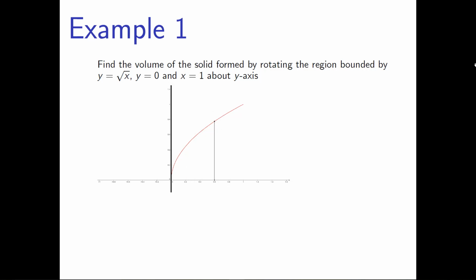The diagram helps us see that the height is going to be root x. The R of x, the radius, is simply going to be x because we're rotating about the y-axis, and we're going to integrate from 0 to 1. And so sure enough, our volume is simply given by 2 pi, it's always there, integral from 0 to 1, and we have root x multiplied by x. That's pretty straightforward to integrate. That's just x to the 3 halves, which we can integrate, and we get 4 pi over 5.